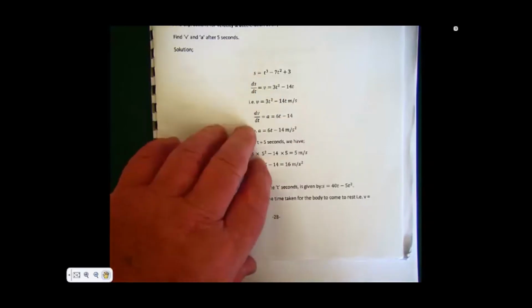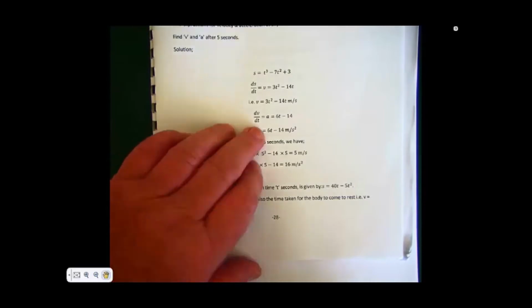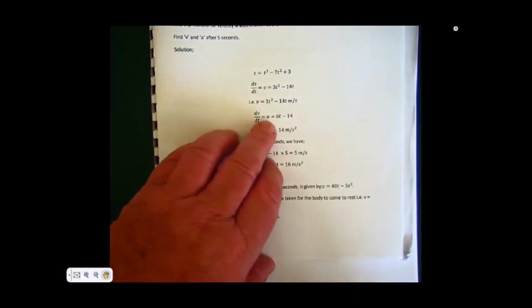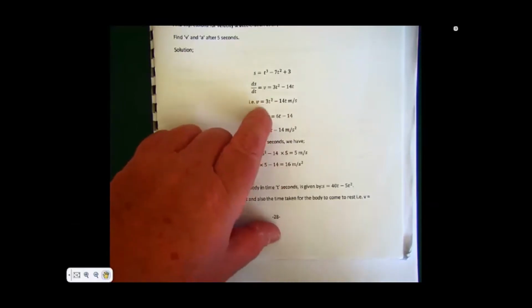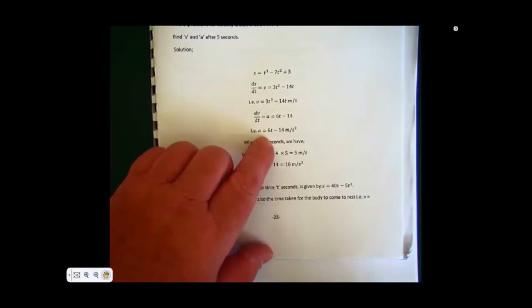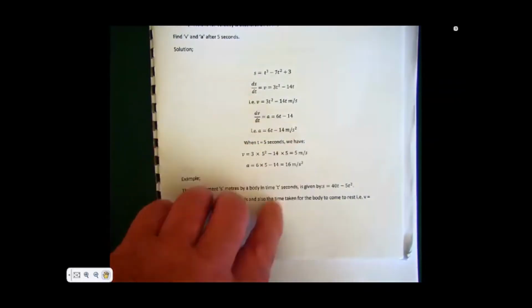Okay, stick with the units. Now, if we find the change of velocity with time, we're finding its acceleration. So dv/dt now equals a. Differentiating this quite simply becomes 6t minus 14. So acceleration is 6t minus 14, but this is meters per second squared.